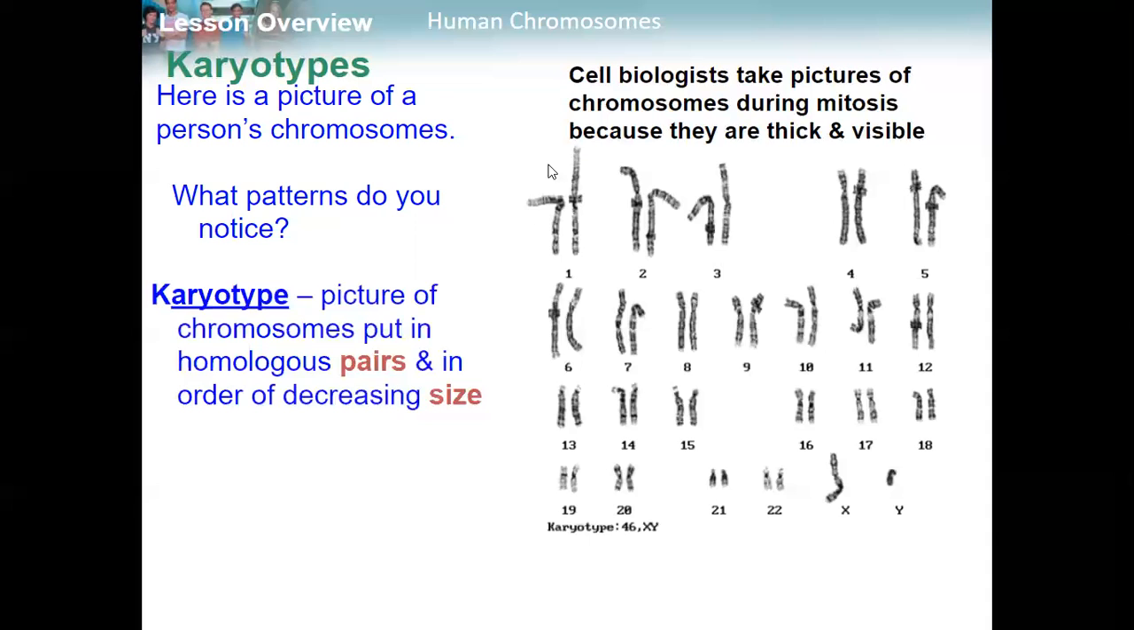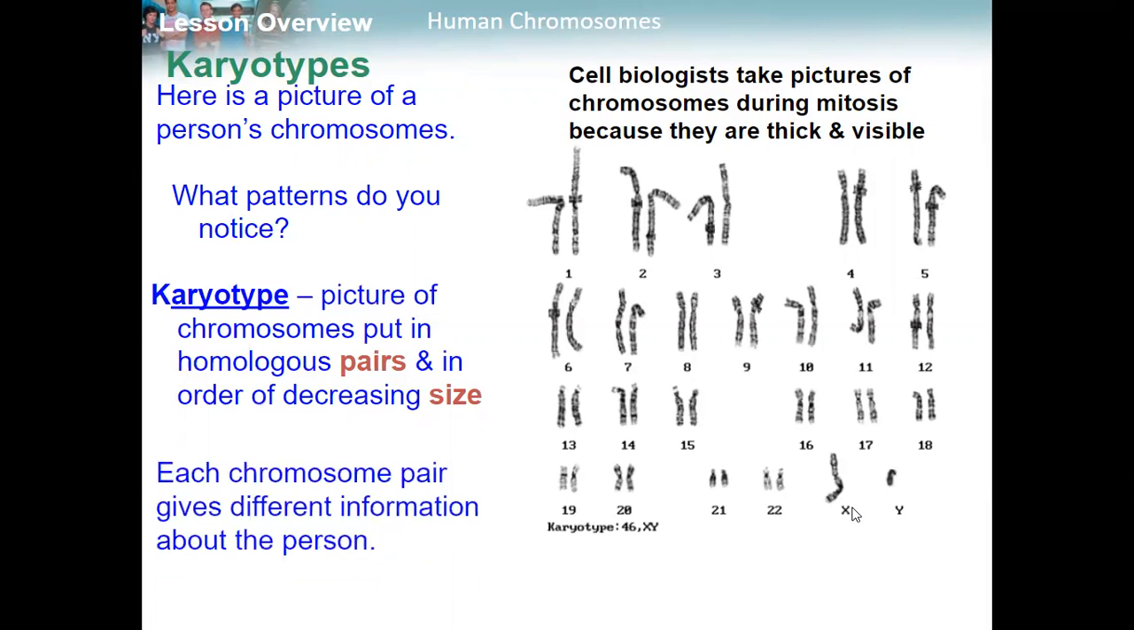So for instance, chromosome pair number 1 might give you information about, let's say, your hair color, but chromosome number 12 might give you information about your skin color, and chromosome number 19 might give you information about your hair texture. So each one of these pairs gives information about you. They are in decreasing size except for when we get to this last pair of chromosomes. And if you see, all of the other ones have numbers on them. This last pair doesn't have numbers, but it has letters. We're going to be taking a look at what the letters mean. So like I said, each chromosome pair gives information about you.